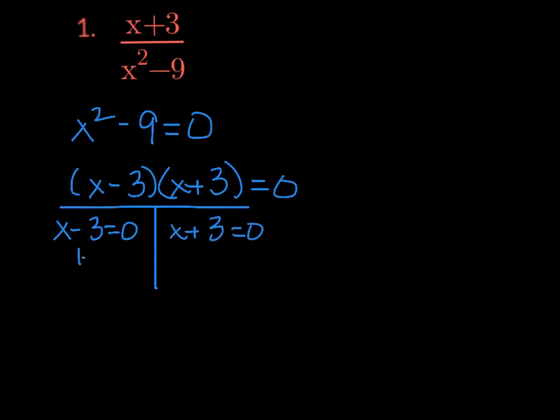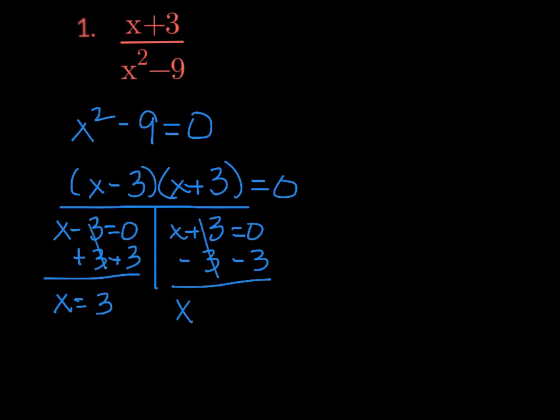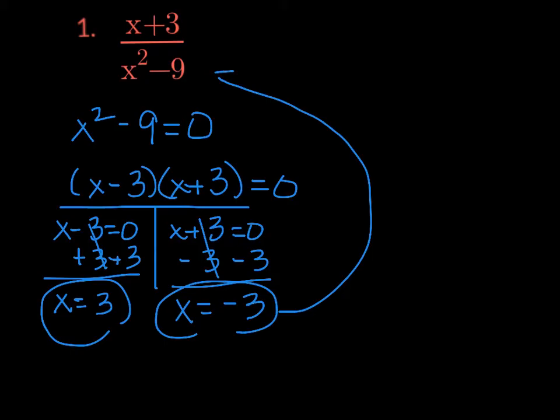Okay, on the left we're going to add 3 to both sides, and we will get a value of x equals 3. On the right side, I'm going to subtract 3 from both sides, and I will get a value of x equals negative 3. So these two values, when I plug them back into the denominator, both of those values will make that fraction undefined.